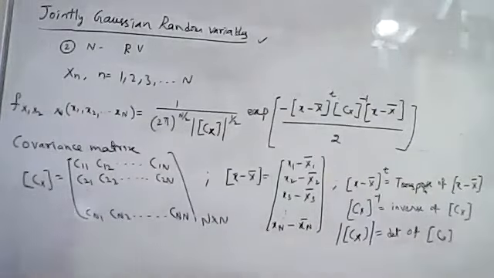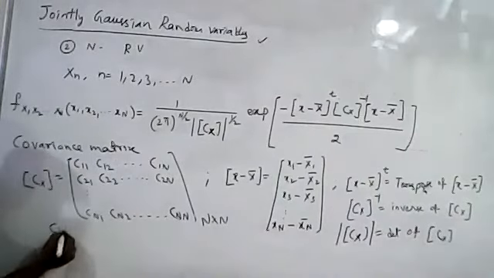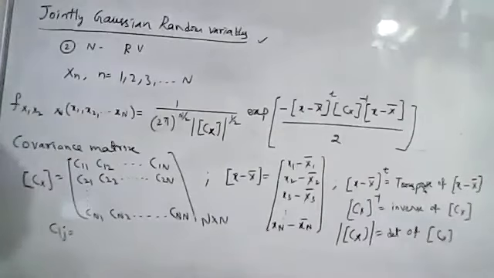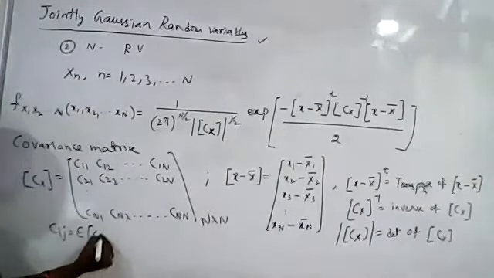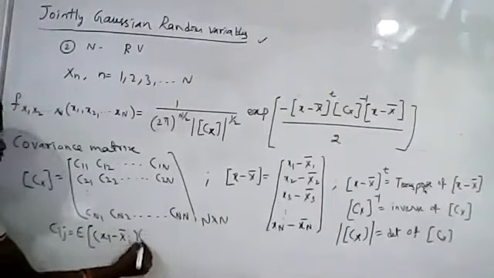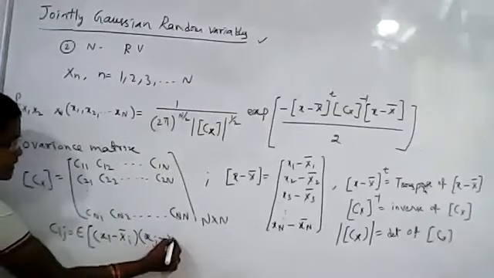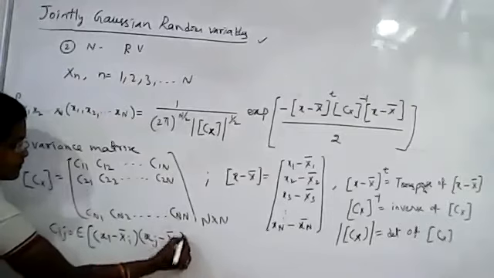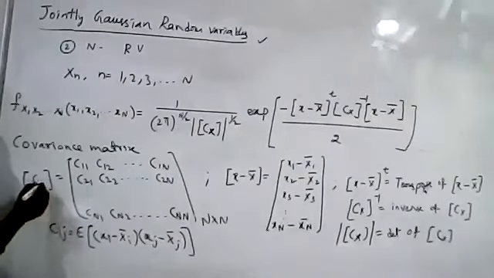Now, what is Cij? Here we have the elements. Cij is nothing but the expected value of (xi minus xi bar) into (xj minus xj bar). These are the elements of the covariance matrix Cx.